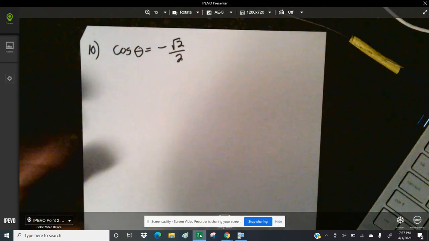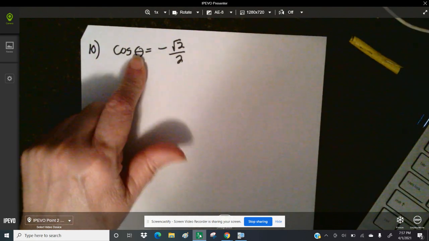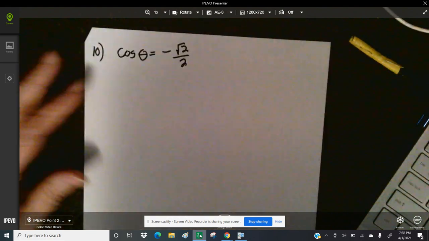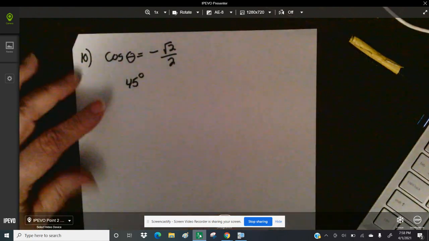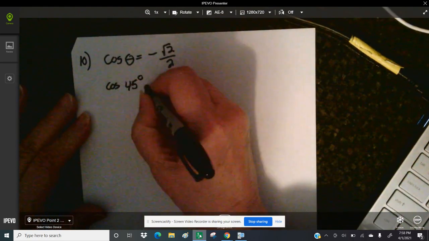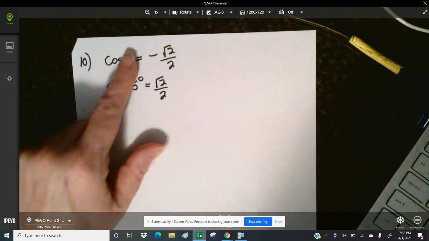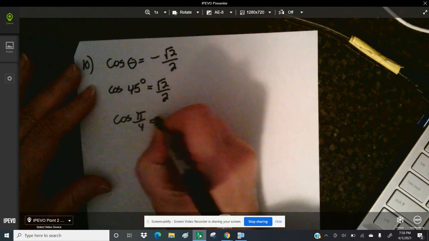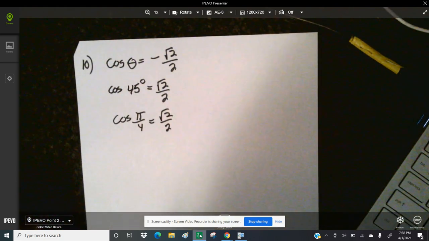All right, so first thing you want to think about is, based on the values that you memorized, what angle has a cosine equal to the square root of 2 over 2? Ignore the negative for a moment. Well, I know that at 45 degrees, the cosine of 45 degrees is square root of 2 over 2. But it didn't ask me in degrees, it asked me in radians. So I also know that pi over 4 is going to be the same thing as 45 degrees in radians. So now I know that.